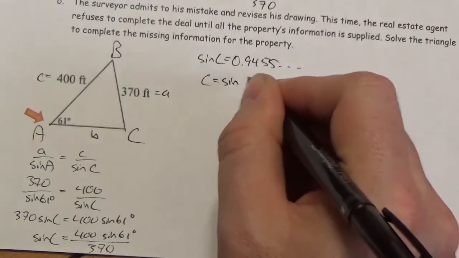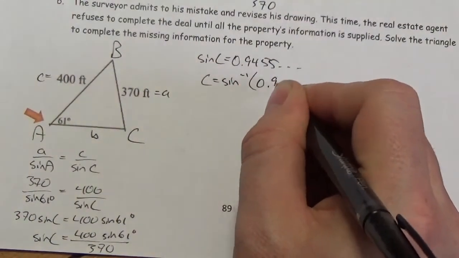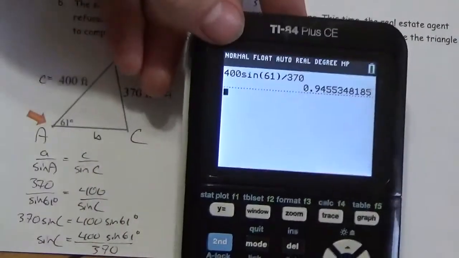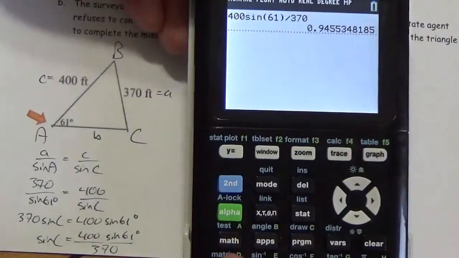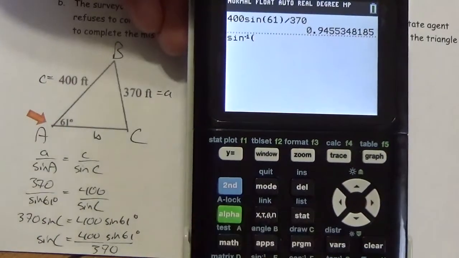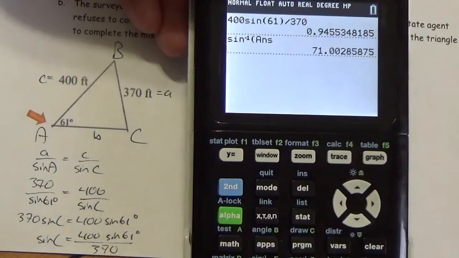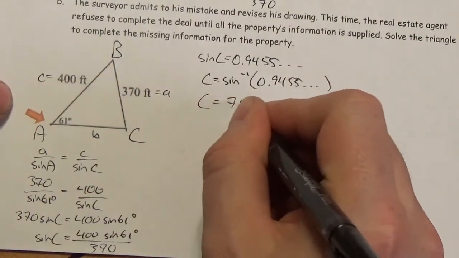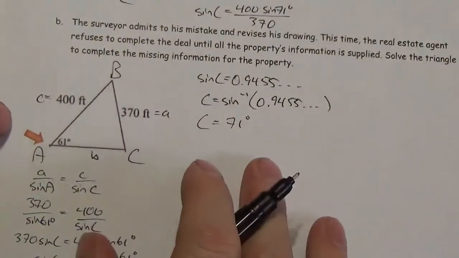So to get that, I'm going to do the inverse sine of 0.9455... Then I go to my calculator. Second sine of that answer, and I get 71 degrees. So C is going to equal 71 degrees.